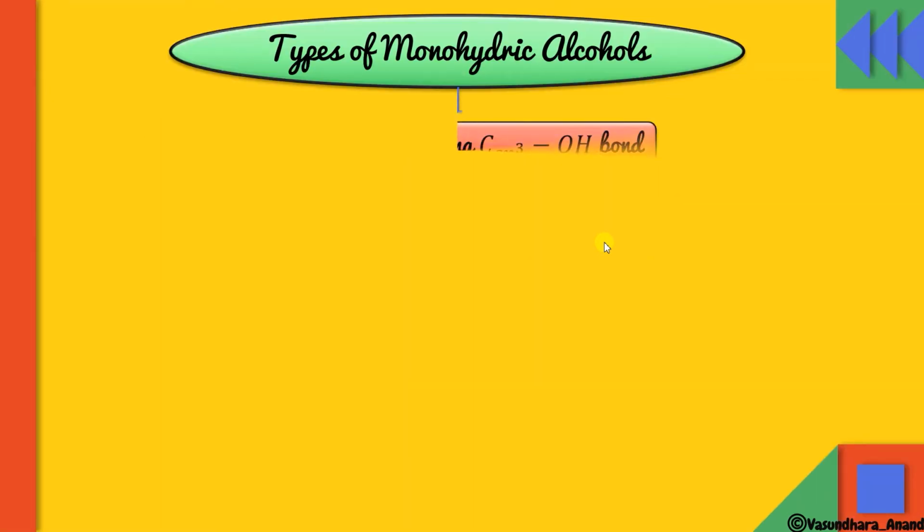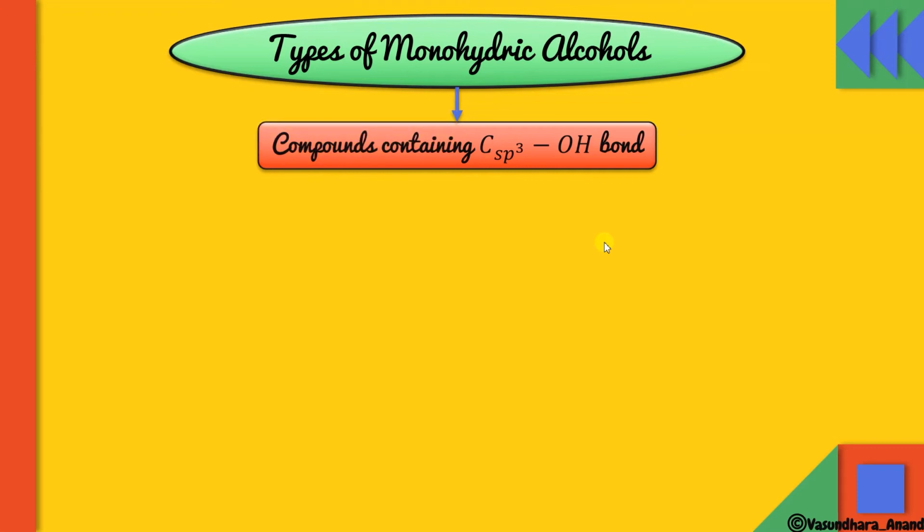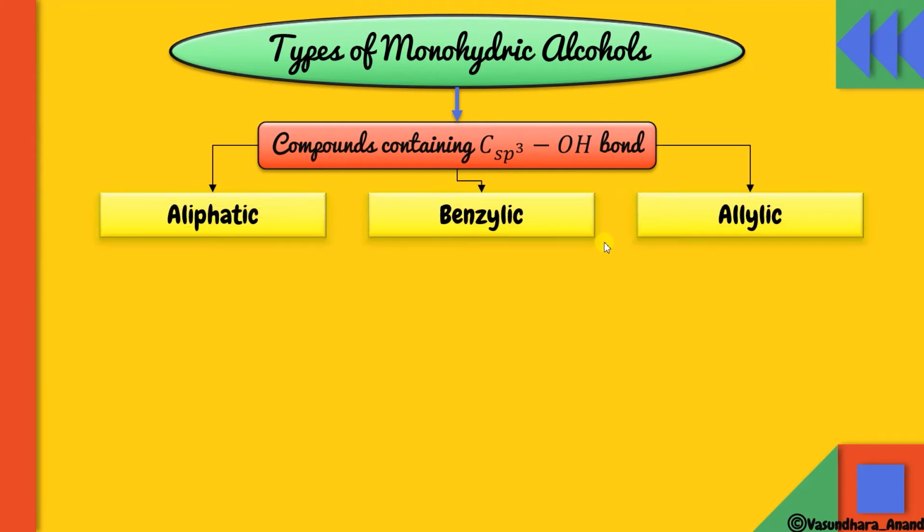Now types of monohydric. Monohydric means it will be an sp3 hybridized carbon and OH group. That means the OH group will be attached to the sp3 hybridized carbon. Okay, so that is the monohydric alcohol and it can be of 3 types again. One is aliphatic, another is benzylic, and third is allylic. Aliphatic means it will be a simple straight chain. Yes. Like you can see that. And again aliphatic is of 3 types: primary, secondary and tertiary.